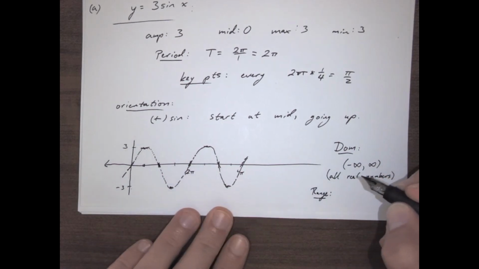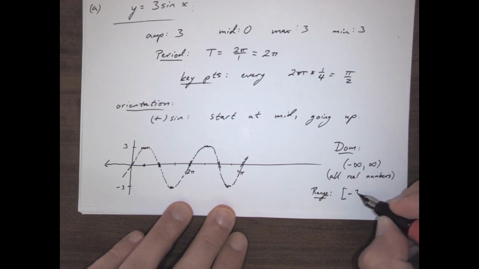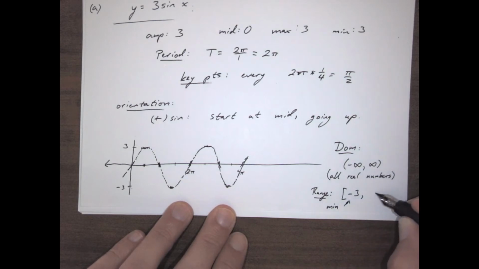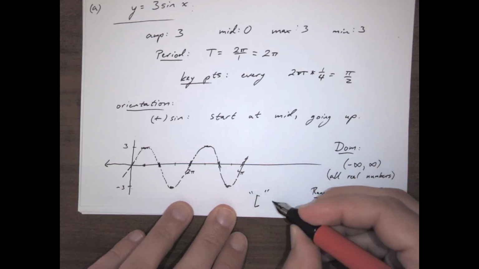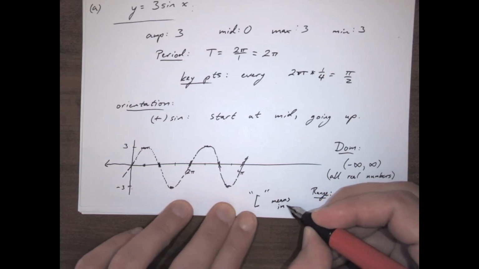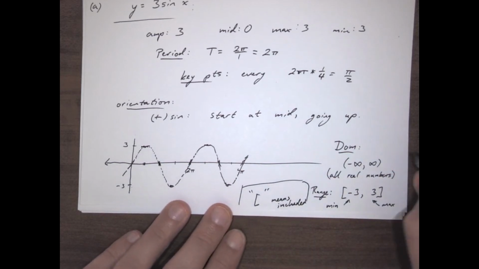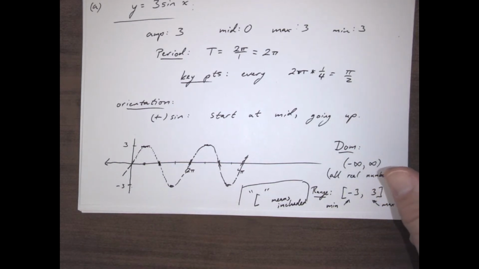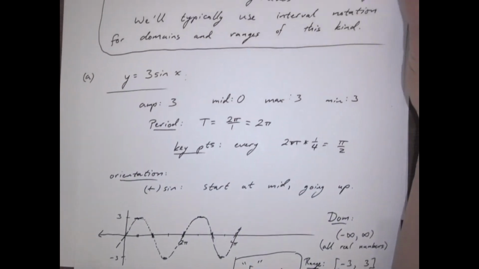And then as for the range, what is the spread of y values this is capable of reaching? Well, the lowest is -3, that's the minimum. And then the maximum is 3. And we use brackets, remember. Brackets mean included. This is just a refresher on interval notation. Hopefully you've seen it before. But if it's a bracket, that means included. If it's a parenthesis, that means excluded. So hard versus soft equality or inequality. So that's how that sort of thing would go.